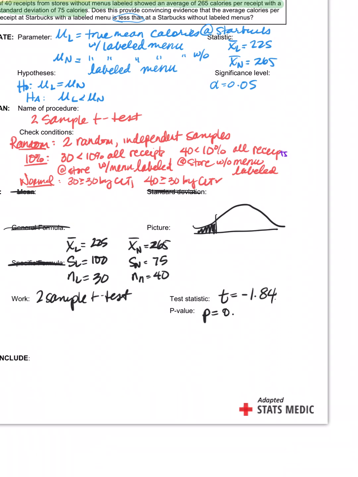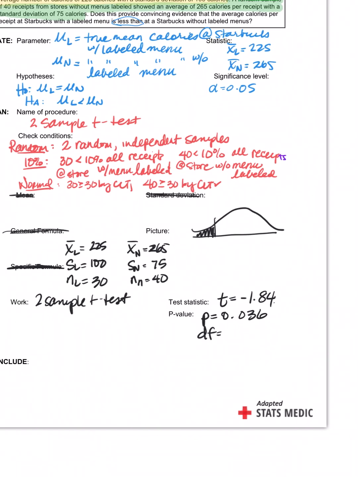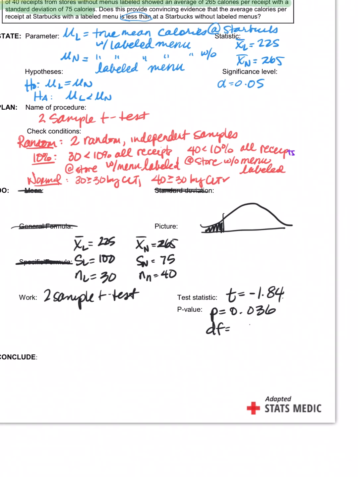1.84 and a p-value of 0.036, something like that. Now, the other thing you want to show for work is the degrees of freedom. We have technology to do the gnarly equation I showed you in the video for that, so just use what the calculator gives you. If you had no other option, you could just take the smaller of the two samples and subtract 1. But the calculator does it for us, so easy peasy. But write it down for work, okay?